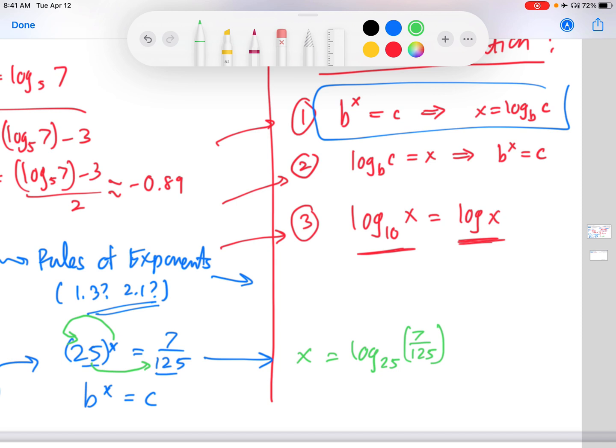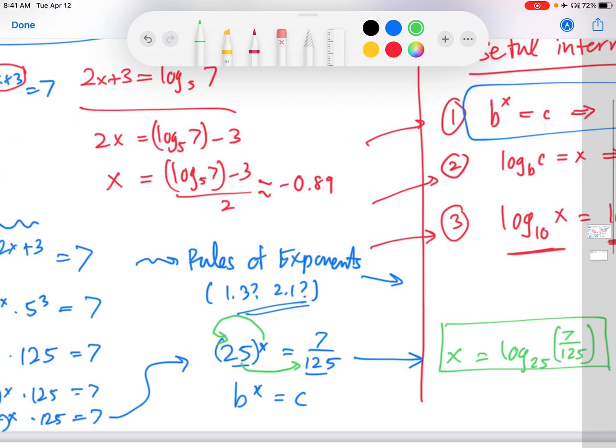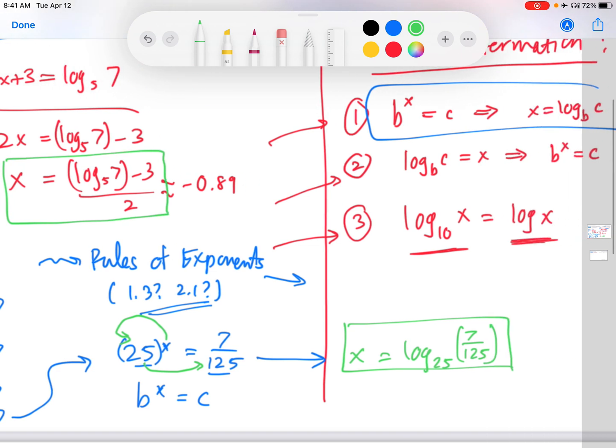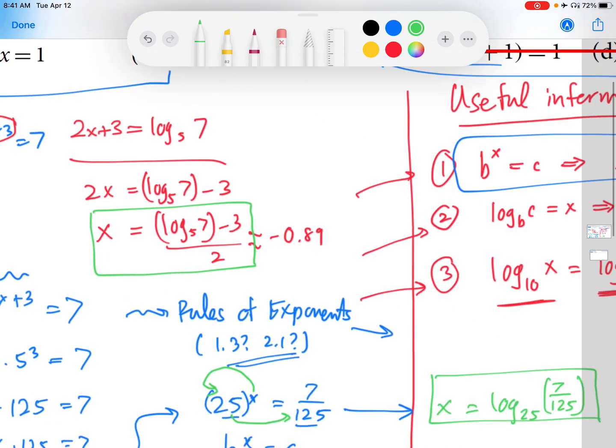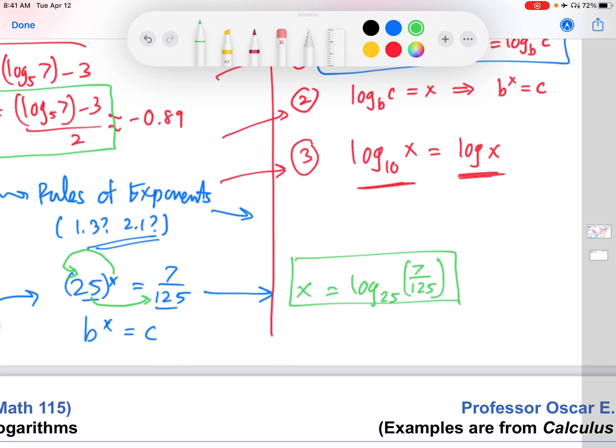Okay? This is literally the answer. You might be wondering, wait a minute, I thought this was the answer, okay? And this gets us into the next video, video 20.2, talking about the rules of logarithms.